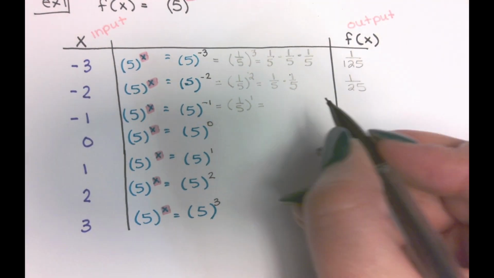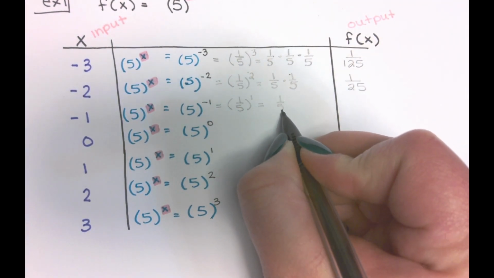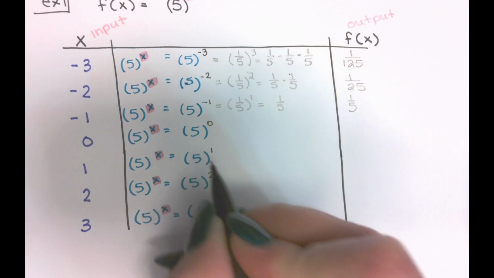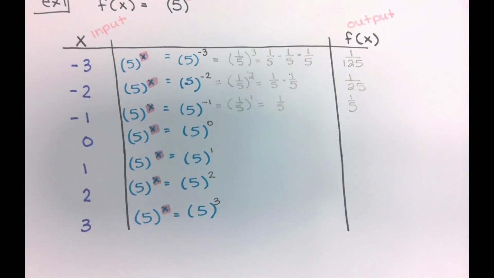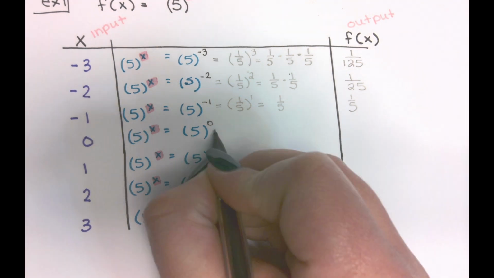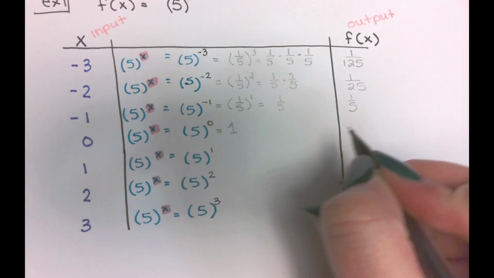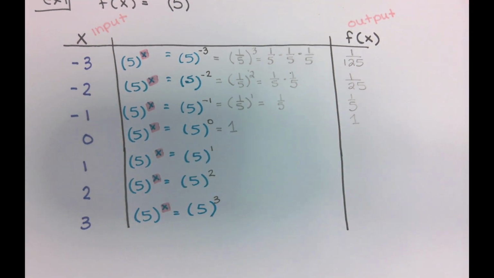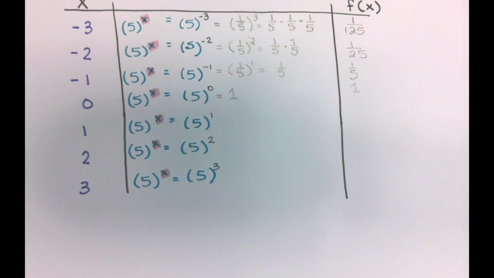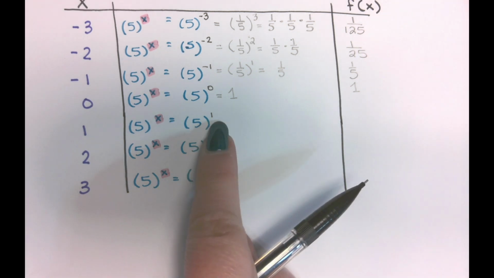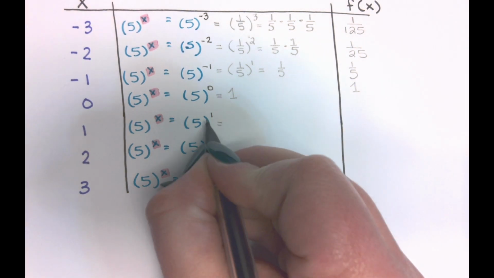There it is. So we write the base of 1/5 one time, which is 1/5. Now, this one here is supposed to be an easy one if you remember your exponential properties. Anything to the power of 0 is 1. So this one, all you have to do is write the number 1. Next, we have 5 to the first power. So what's our base? 5.